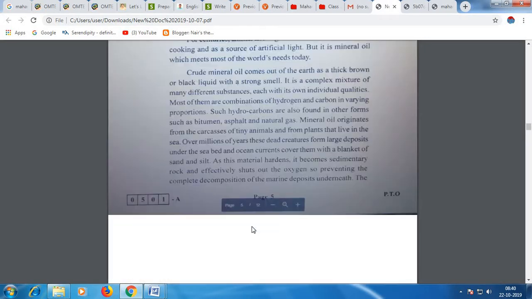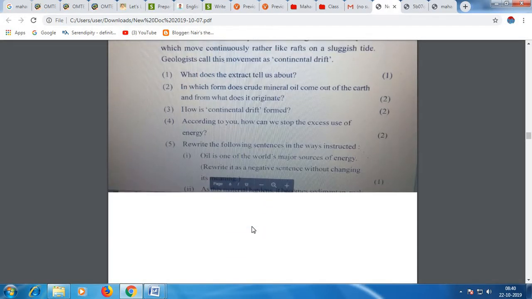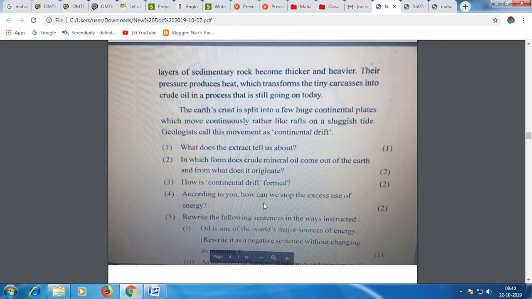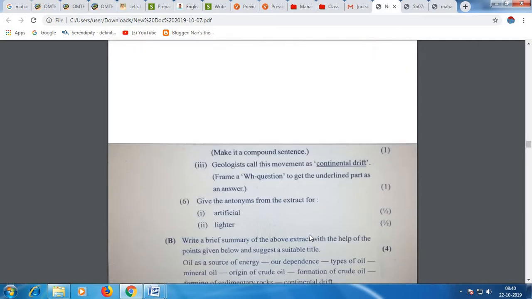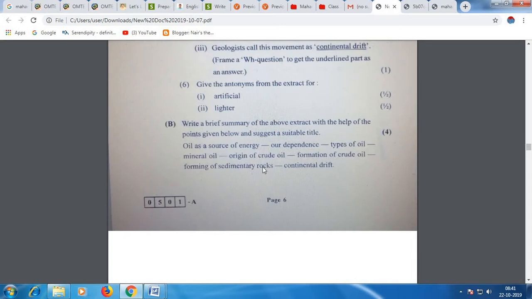In this next passage you can see it's again of 15 marks, and the questions which have been asked are some questions from the passage and then some grammatical part. Rewrite it as a negative sentence without changing its meaning. Oil is one of the world's major sources of energy. So: oil is not one of the world's minor sources of energy. This is the way we write. Some other questions like compound sentence and frame a WH question, antonyms for artificial and lighter, and then the summary.